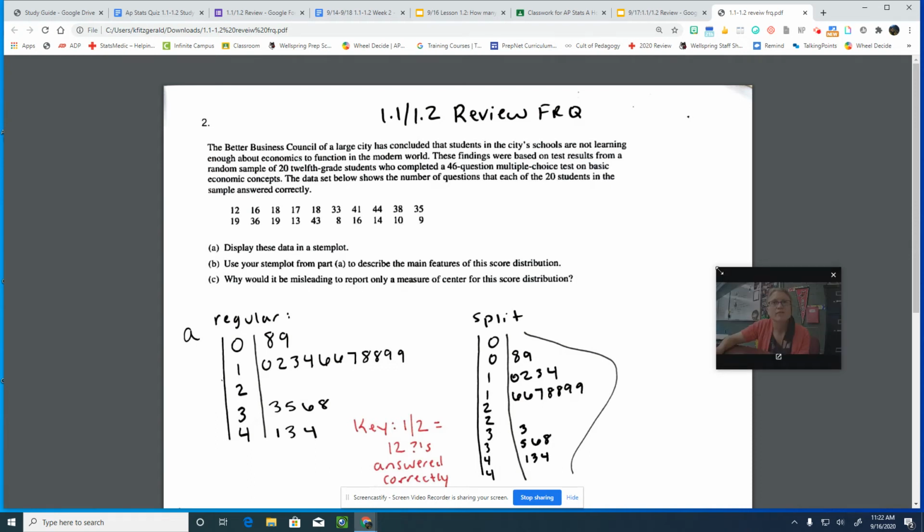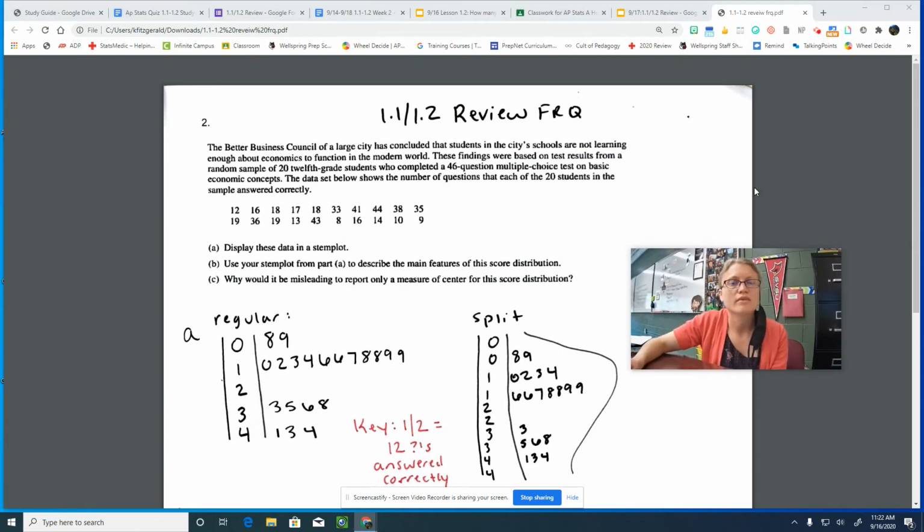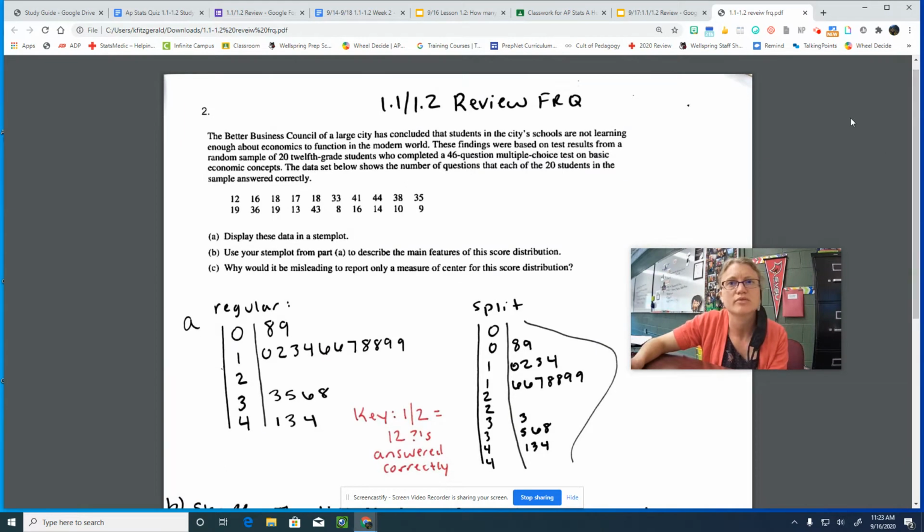Okay, let's go ahead and go over this FRQ. So in this one, I had you practice just a little bit of drawing for stem plots, because sometimes it does help if you're confused with a stem plot to actually try to draw one. So for this data, I can see my data here.